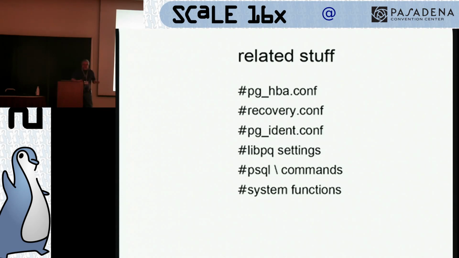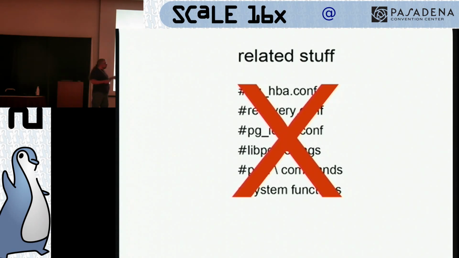There is a whole bunch of related stuff in terms of PostgreSQL configuration beyond postgresql.conf and its related settings, such as pg_hba.conf, recovery.conf, pg_ident.conf, settings for the libpq client, psql setting commands, and system functions, and we are not doing any of that because we have plenty to do just with the general configuration settings by themselves.